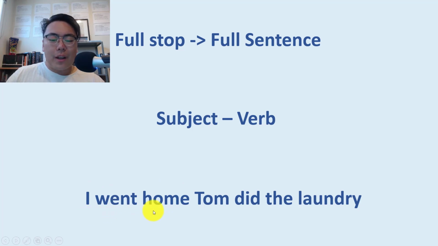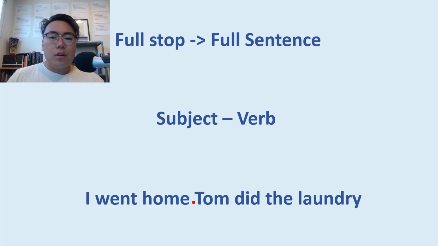You say, I went home. Here is another idea, and we know it's another idea because it's starting with a new subject. Tom did: did is the verb, the laundry is the object. Now between these two clauses, because we don't have a conjunction, we don't have and, we actually have to put a full stop. We're not going to put a comma there.